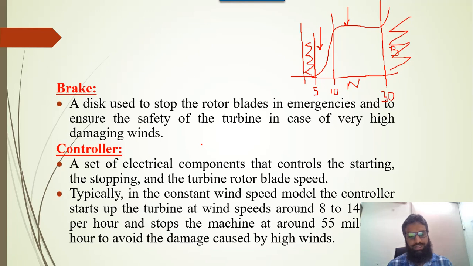Typically in the constant wind speed model, the controller starts up the turbine at a wind speed of around 8 to 14 miles per hour and stops the machine at 55 miles per hour to avoid damage.